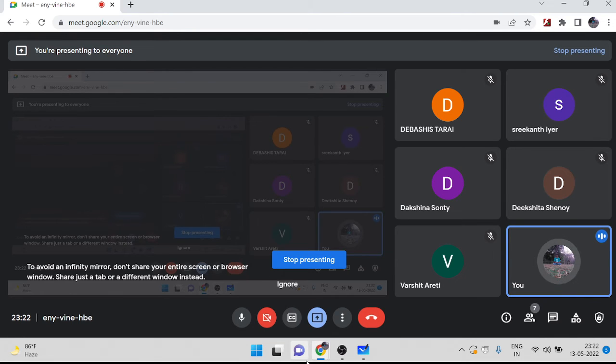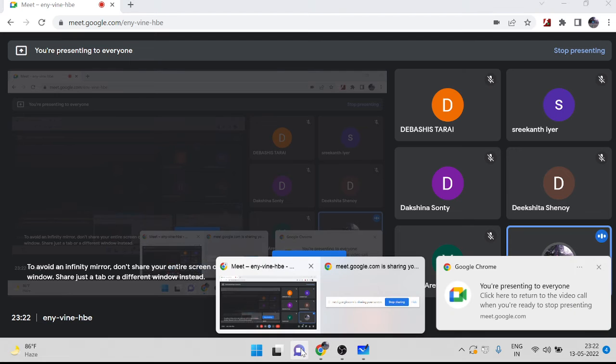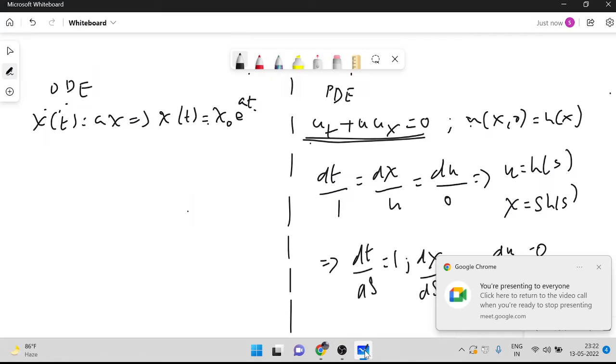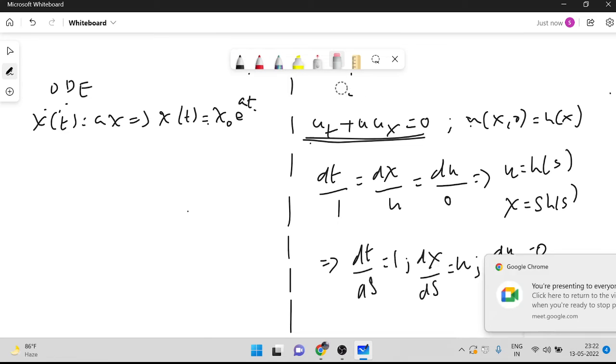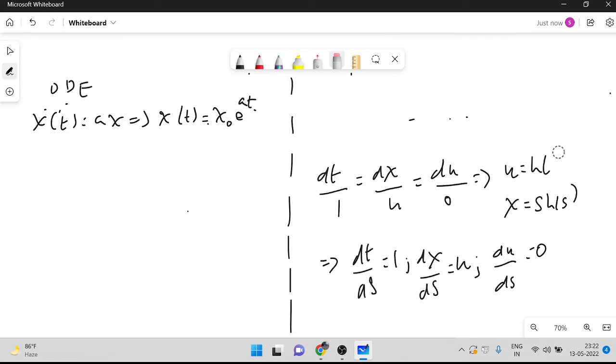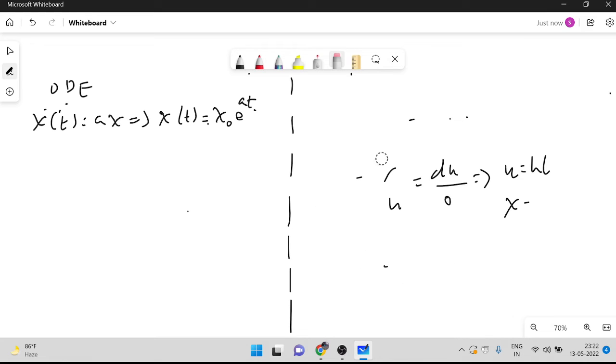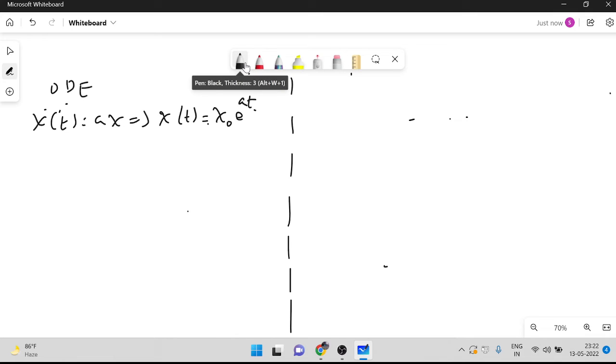Yeah, sorry for the disturbance. Okay. So I'm solving the PDE. Sorry for the disturbance. I guess people from my hostel are absolutely useless. Sorry. Yeah. So they basically disturb us. Yeah.